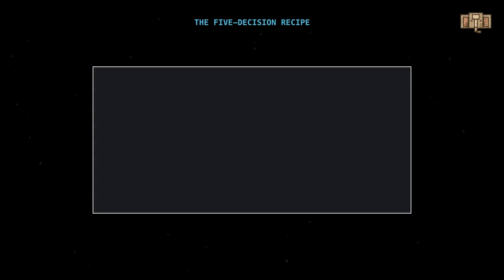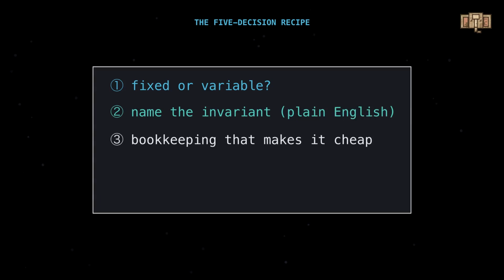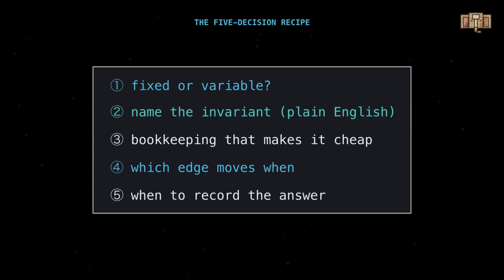Every sliding window is the same 5 decisions. 1. Fixed or variable. 2. Name the invariant in plain English. 3. The bookkeeping that makes it cheap to check. 4. Which edge moves when. 5. When you record the answer. Get the invariant right and the rest falls out.